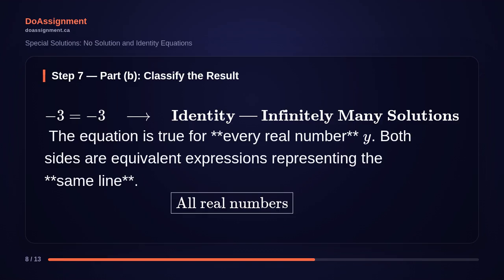Because we got a statement that is always true, part B is an identity. The solution set is all real numbers. Any value of y you plug in will make the equation true. Graphically, both sides represent the exact same line, so every point is an intersection.